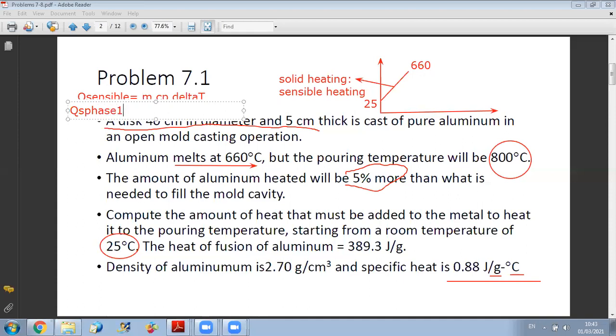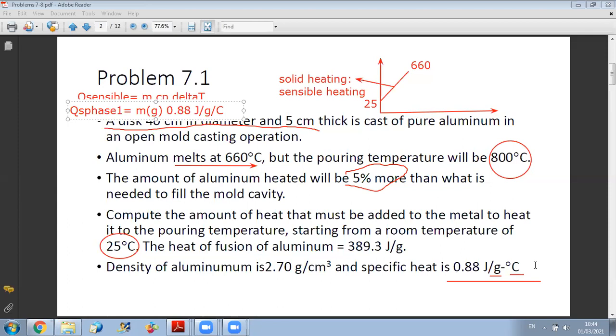is equal to the mass, which I will calculate now, times the specific heat. The mass I should calculate in gram, okay? The specific heat is 0.88 joule per gram per Kelvin or per degree. Anyway, whether they give you the specific heat per degree or per Kelvin, delta T is the same. You know that delta T in degrees is equal to delta T in Kelvin.